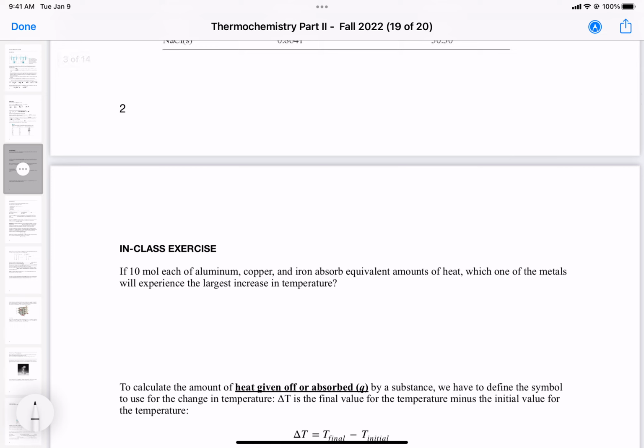So remember, the temperature changes the fastest for the element or substance with the lowest heat capacity. So in this case, aluminum will have the largest increase in temperature.